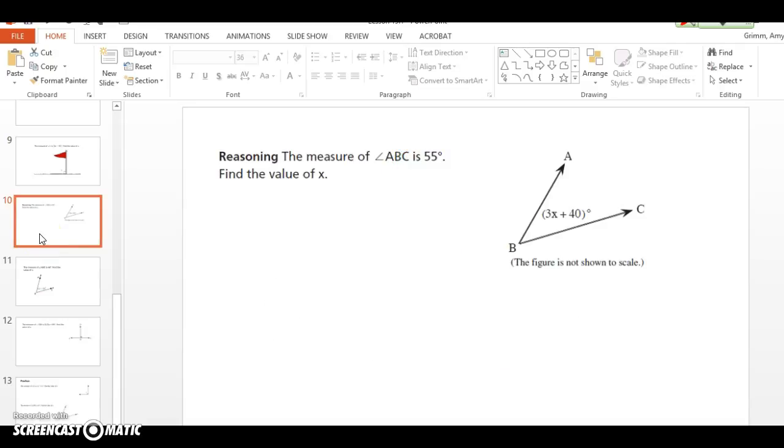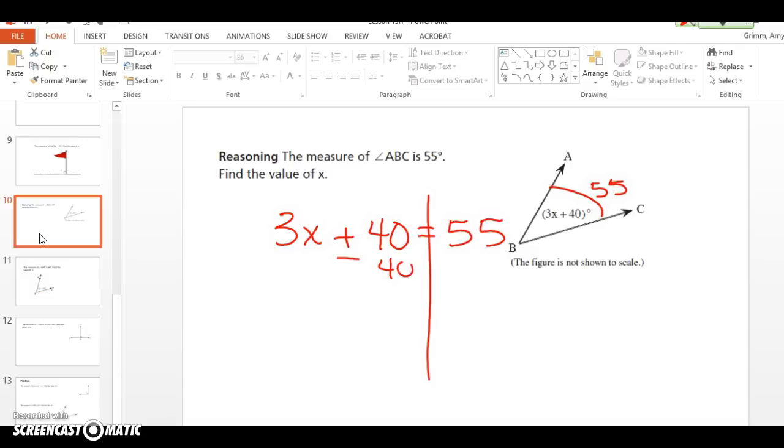The measure of ABC is 55 degrees. Find the value of x. How would we set this one up? Yep. Because they're saying this whole thing is 55. So we just have 3x plus 40 equals 55. Subtract our 40. We have 3x equals 15 and x is 5.